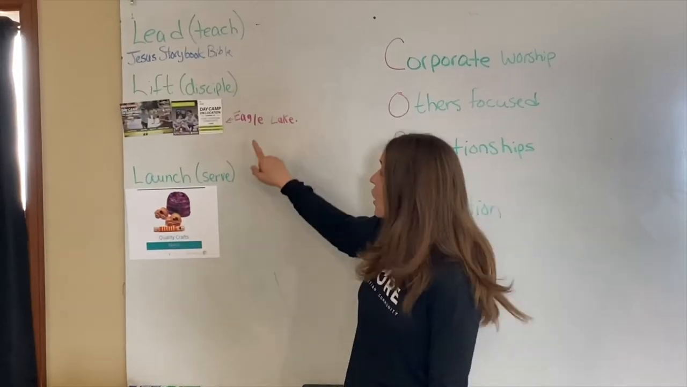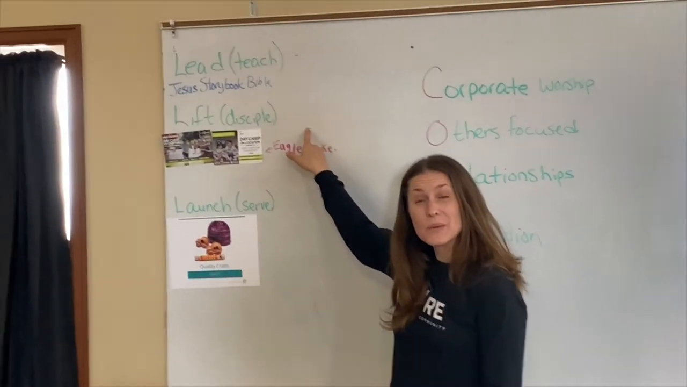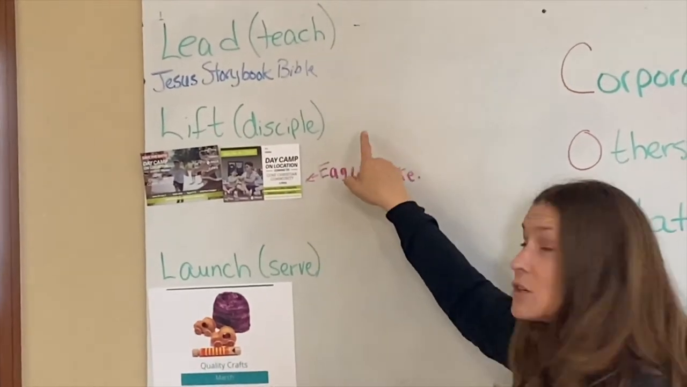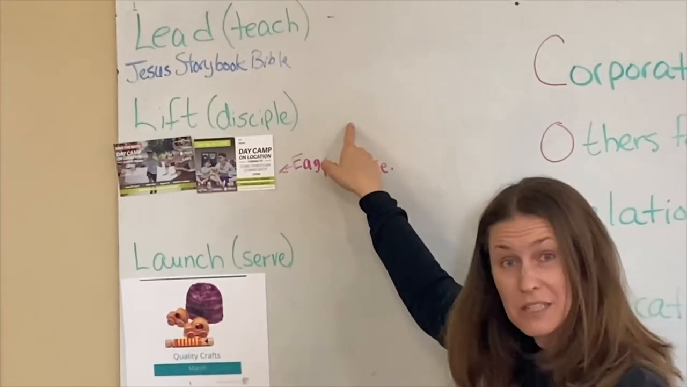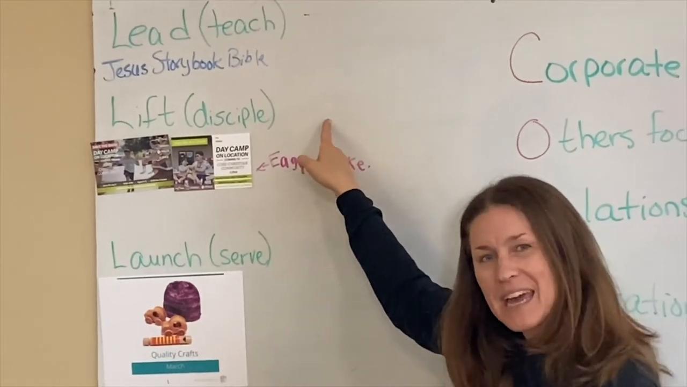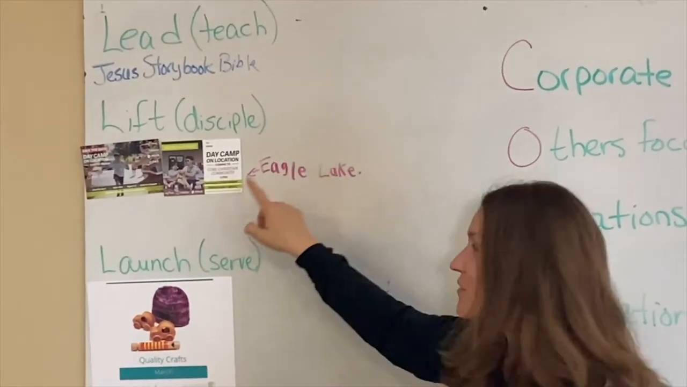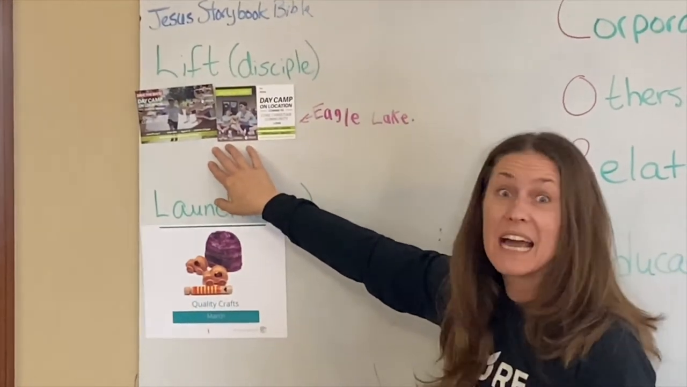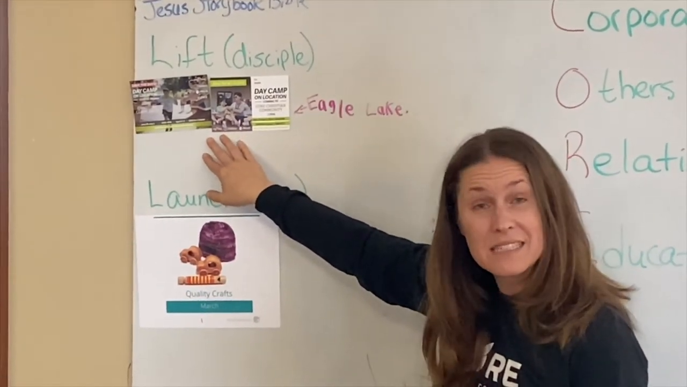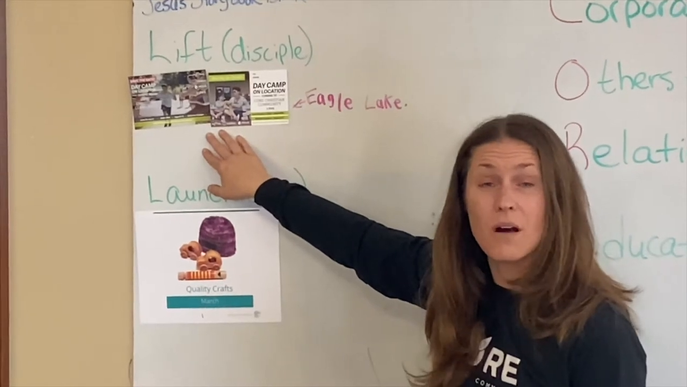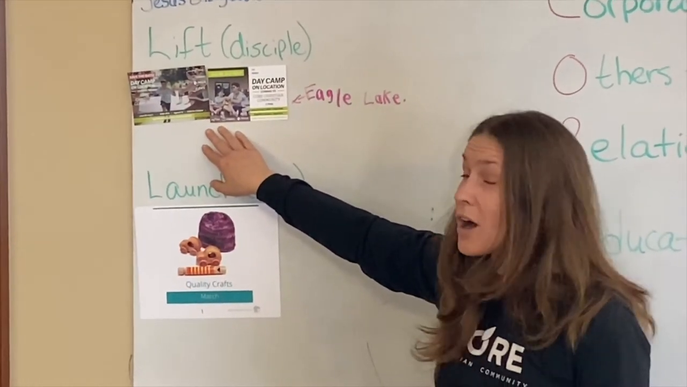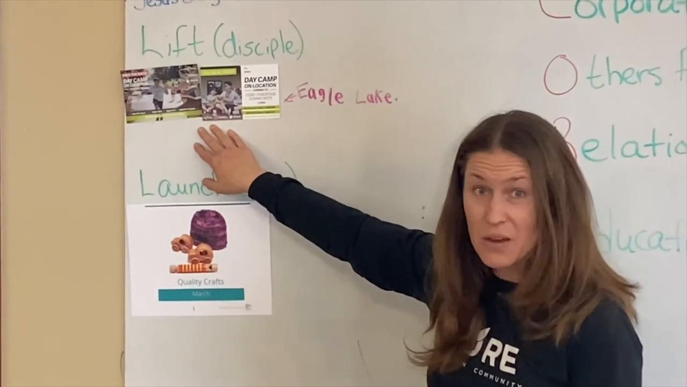And then we have our lift. This is where we disciple you guys, where we take what we have learned and we learn to walk it out. So one of the ways we do that as a Core Christian community is we provide Eagle Lake Camp on location. And guys, let me tell you, they contacted me yesterday and we are still on for June 29th through July the 3rd. Our camp is still ready to go. We're super excited.